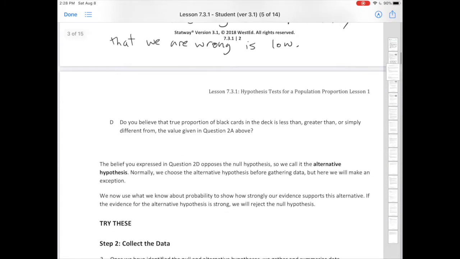Okay. Part D. Do you believe that the true proportion of black cards in the deck is less than, greater than, or simply different from the value given in question 2A above? We think that there's probably less than half of the cards that are black, right? We don't think that there's more black than half. I think the evidence is strong enough that we could say, I believe P is less than 0.5. Remember, P in this problem is the proportion of black cards in the deck.